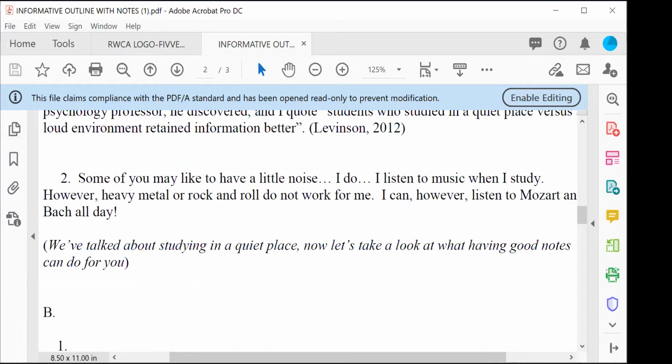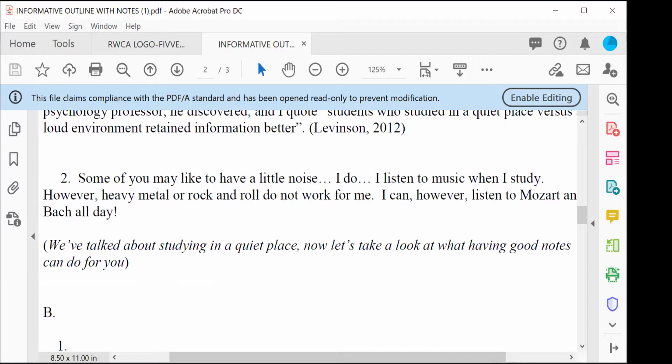Then I give a little story here, something some of you may like to have a little noise. I do. I listen to music when I study. However, heavy metal or rock and roll do not work for me. I can, however, listen to Mozart and Bach all day. Consider something here that I don't know that it's controversial, but some people have different opinions about this.